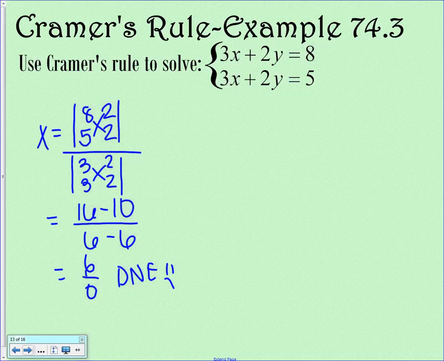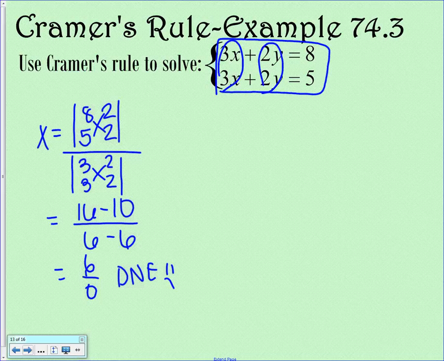Why did I get a 0? Any ideas? Okay, well the reason is because these lines are parallel. You see how the x and the y part are the exact same, and you just have a different number here, 8 and 5. Those are your y-intercepts. So you have parallel lines. When you're looking for a solution to a system of equations, you're looking for where they intersect. Do those parallel lines ever intersect? No. So that's why we got it does not exist, because those are actually parallel lines.